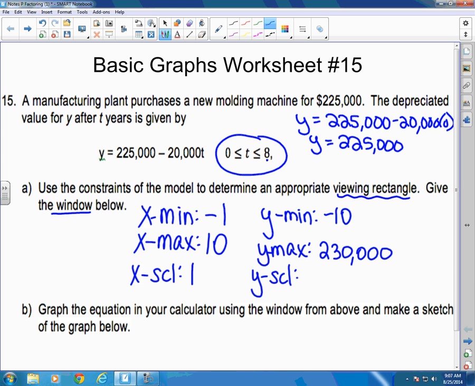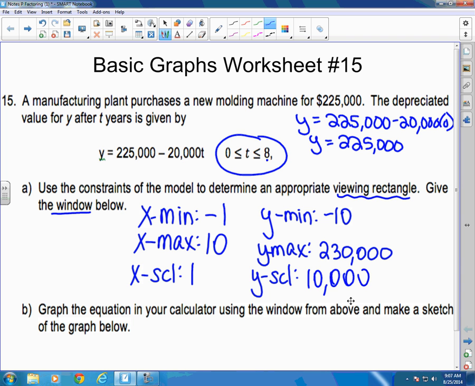The last thing on here, the y scale. So this y scale again tells me the distance in between each tick mark. My numbers are fairly large, so when we want to do our y scale, you need to make it a fairly large value. You could do 1,000, you could do 10,000 if you'd like. That'll help your calculator screen get a better gauge of what your graph looks like. So I'm going to use 10,000.